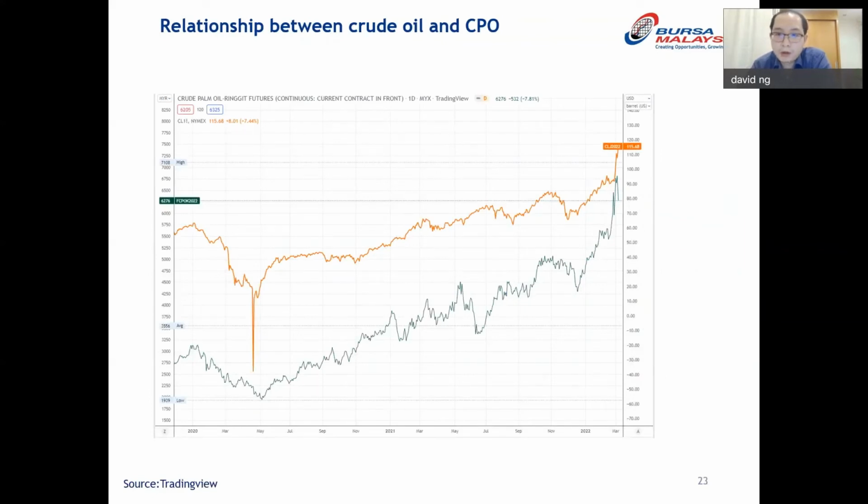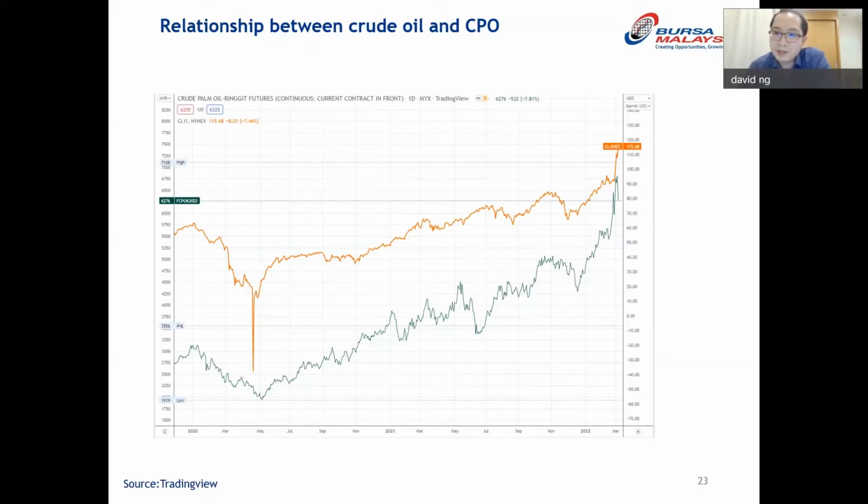Now, talking about biodiesel, I think crude oil and CPO have a very strong positive relationship, in the sense that whenever you have a high crude oil price, you tend to see CPO prices supported. The reason is that whenever crude oil prices are high, biofuel producers are more incentivized to produce more biofuel, which means they will demand more palm oil, and indirectly that will push up the palm oil price as well. So that's the relationship in terms of the energy space.